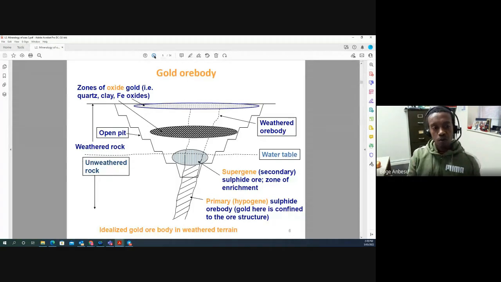But the whole point of this slide is that as you go deeper and deeper, you hit different ore bodies, different zones, and different mineralization. So you can't assume that whatever you used to process the oxide zone is going to be the same for the secondary oxide zone, the secondary sulfide zone or the supergene zone. And whatever processing circuit you had for that is not going to work for the primary sulfide zone.